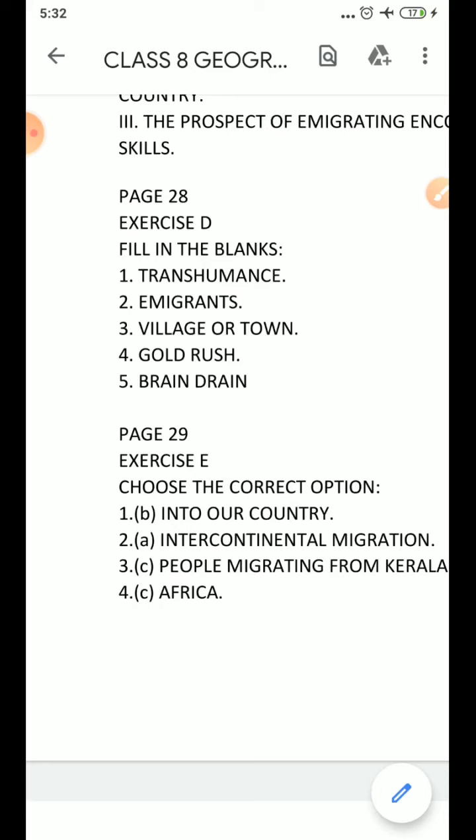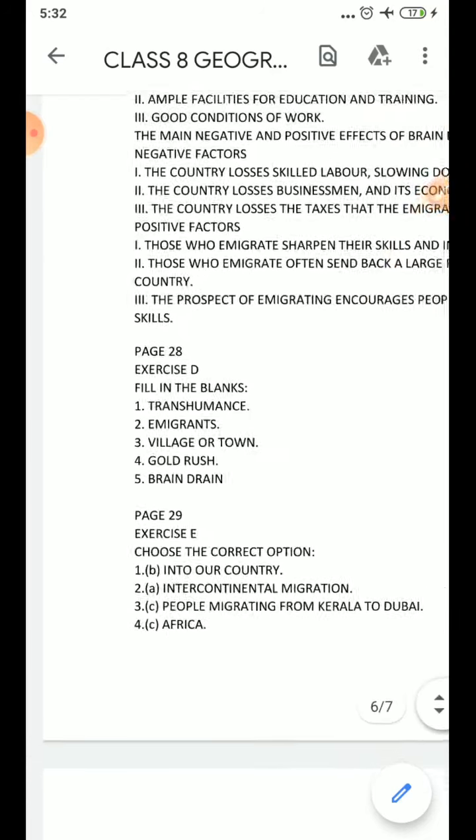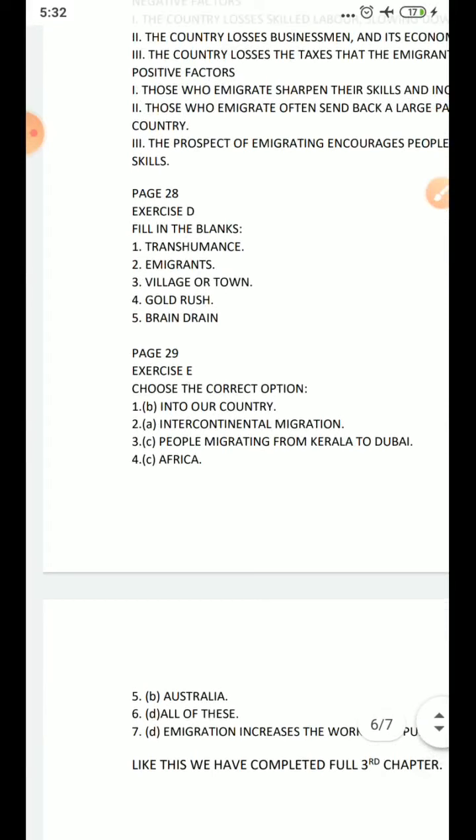Which of the following is not an example of internal migration? So option C is correct for the third one: people migrating from Kerala to Dubai. This is an example of internal migration. Now, question number four: between 80,000 and 60,000 years ago, large groups of modern humans moved out of. The answer is Africa, fourth C. The fifth question is saying among the following continents, the last to be populated by humans was probably Australia. Australia, that is option B, is correct.